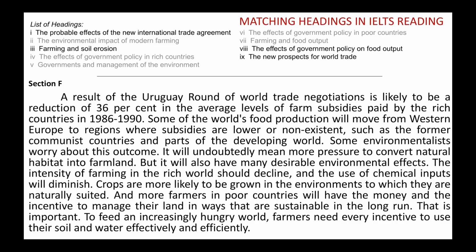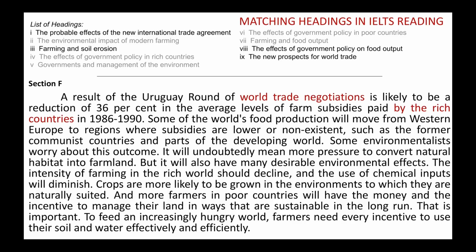Great, and the next section is about the Uruguay round of world trade negotiations. So this is a huge keyword already because you should know that there is a structure for paragraphs in each IELTS reading. And the first sentence in a paragraph is always the topic sentence. So you understand from the first sentence that it will be going on about world trade negotiations. So this is a huge keyword.